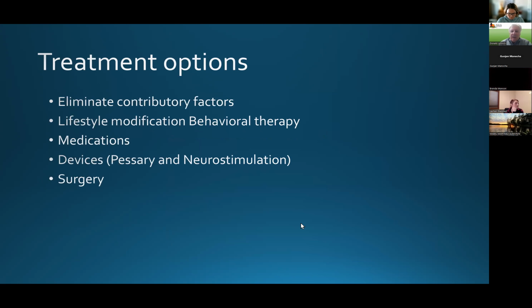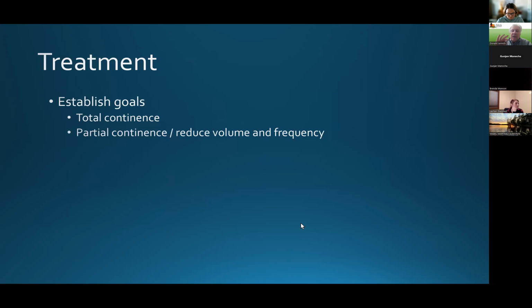Oh, I want to go back to that and just say that achieving the goal is both a reduction in frequency of the bladder symptomatologies and also a reduction in the volume of lost urine. That's why you try to calculate how much urine is lost with each episode.